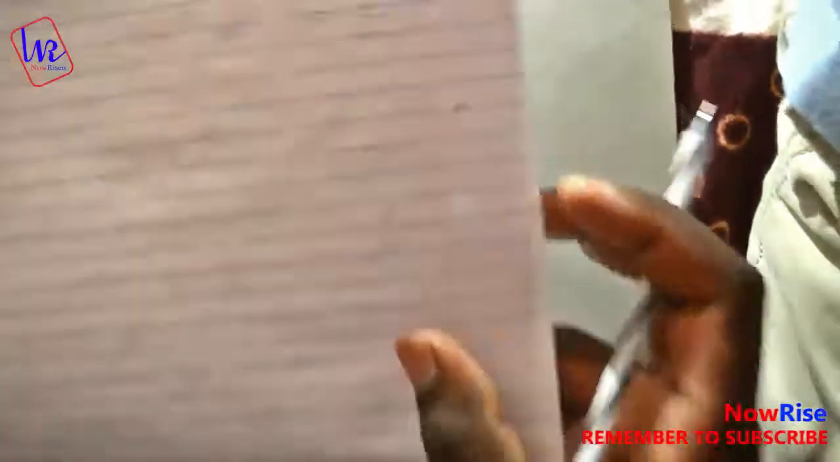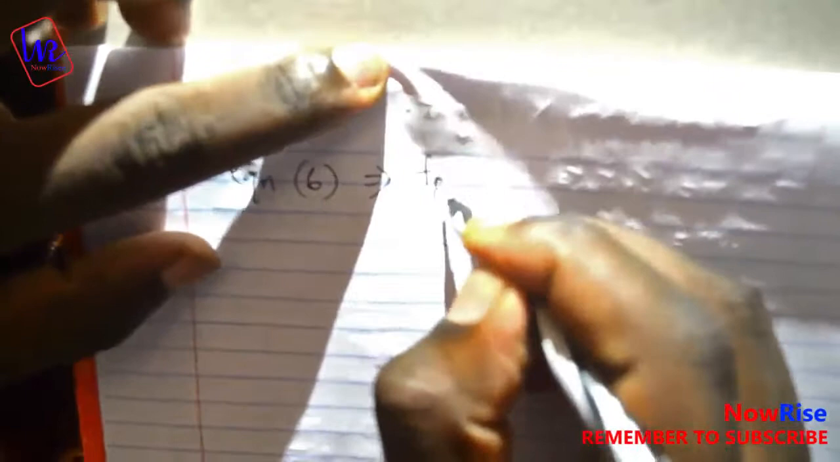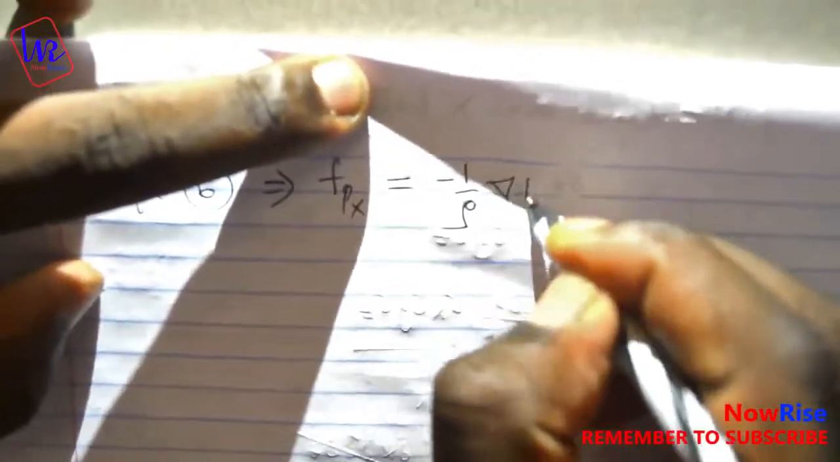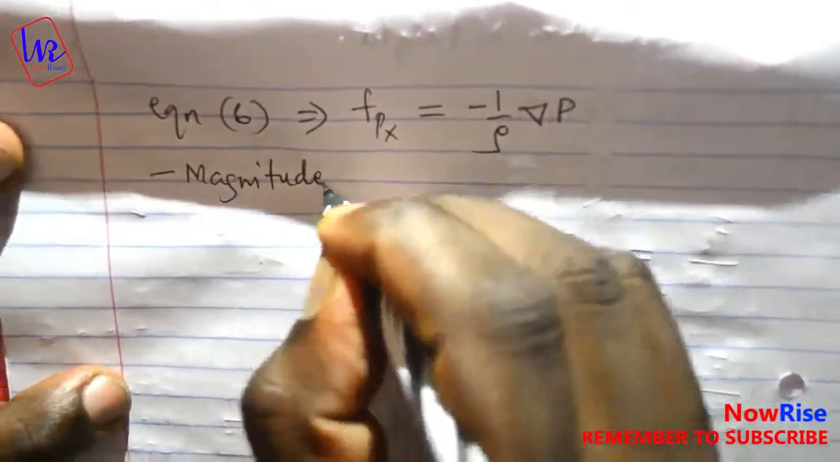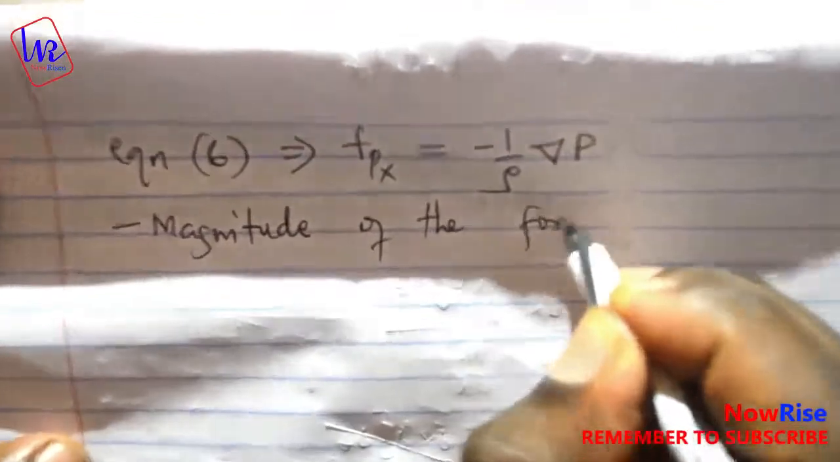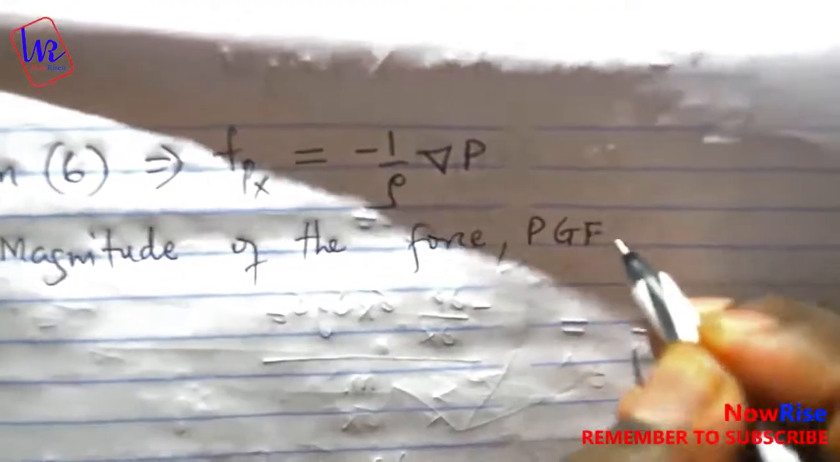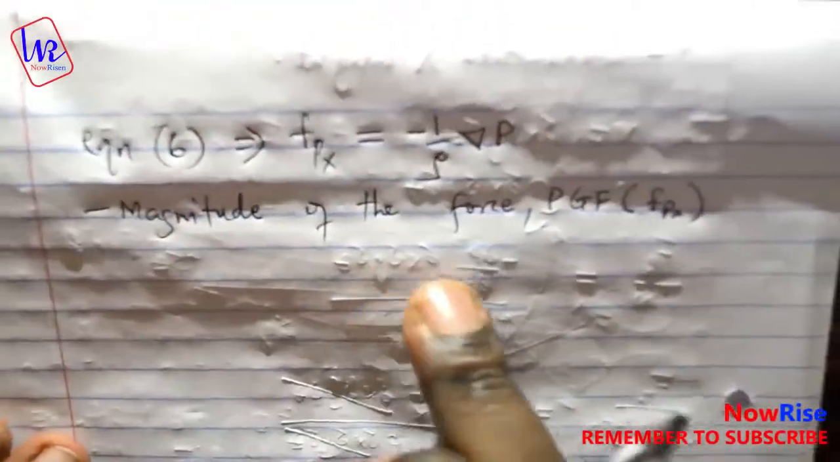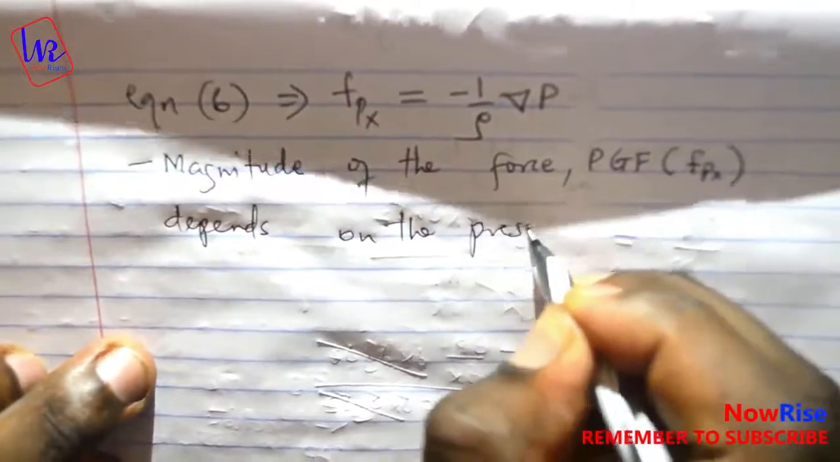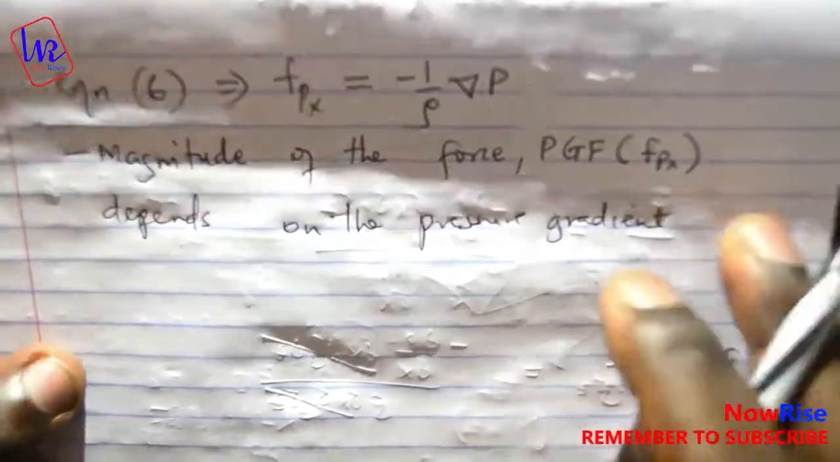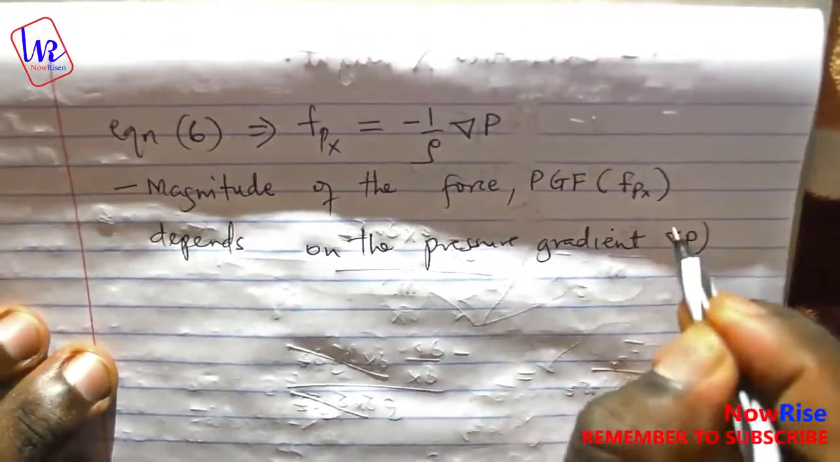So something to note before we conclude our lecture today: from equation 6, remember equation 6 is F, the pressure gradient force, is equal to -1 over rho grad P. From this equation we can say that the magnitude of the force, in this case the pressure gradient force, which is Fpx, depends on the pressure gradient, which is grad P.